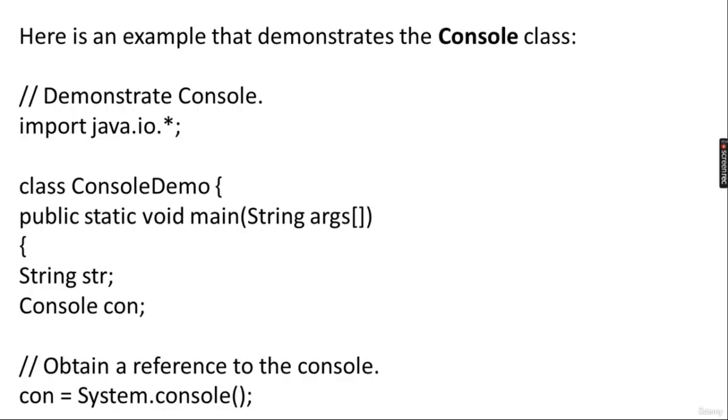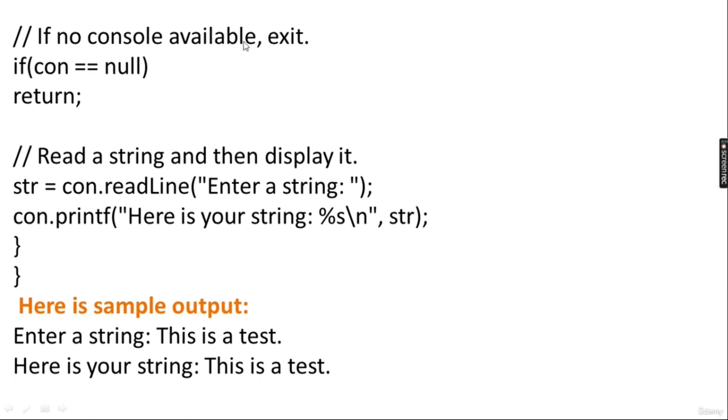Now we will see the example that demonstrates the class Console. Because this is a new class, you will understand it better when you use it practically. Okay, so a Console object is created, and how is it obtained? A reference is obtained using the System.console method. It returns a Console reference. If no console is available, it will return null, and any I/O operation is not possible.